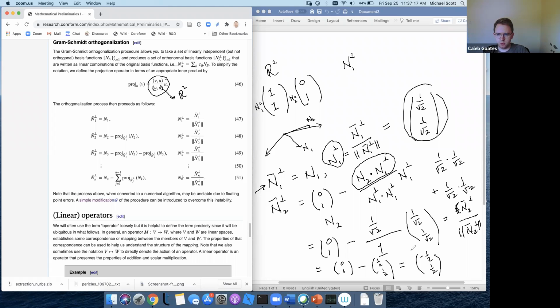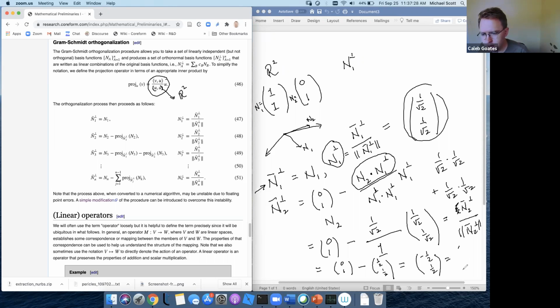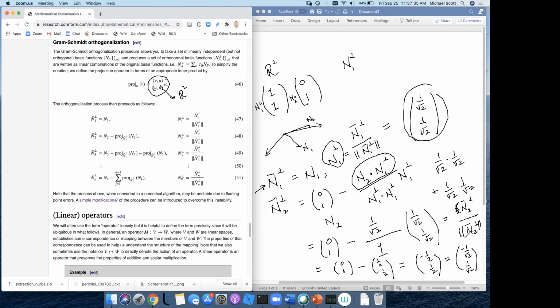Just minus 1 over root 2 plus 1 over root 2. What is the vector? Minus 1 over root 2 plus 1 over root 2. They're not equal to each other. Sorry. All right, so this guy here is our second vector in the orthonormal set.